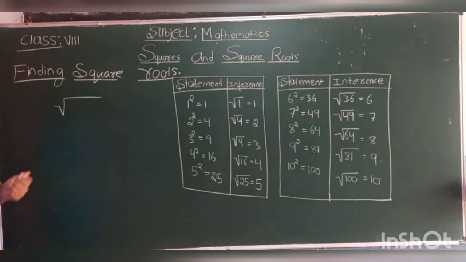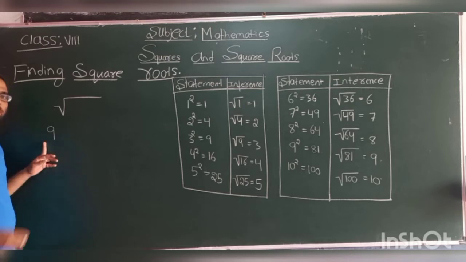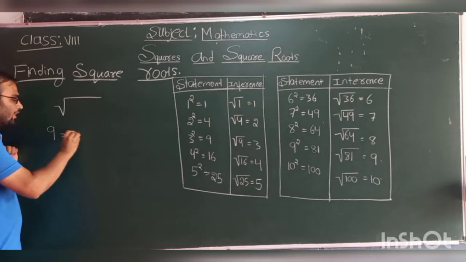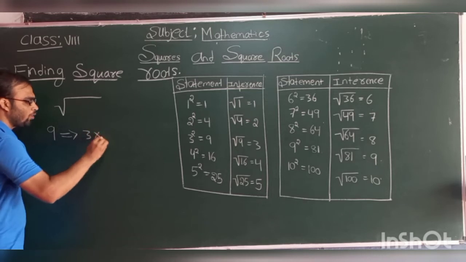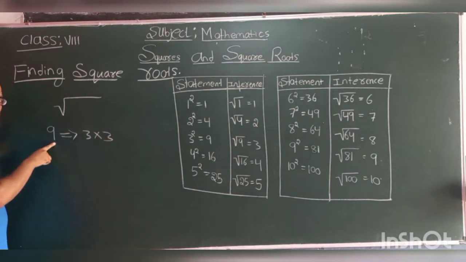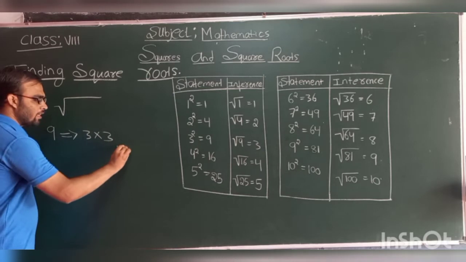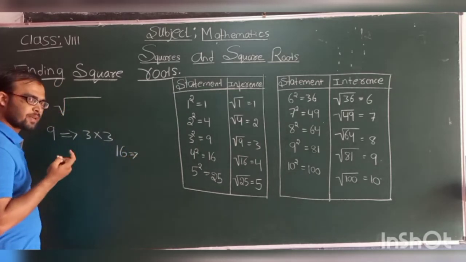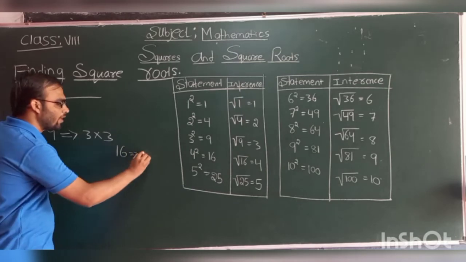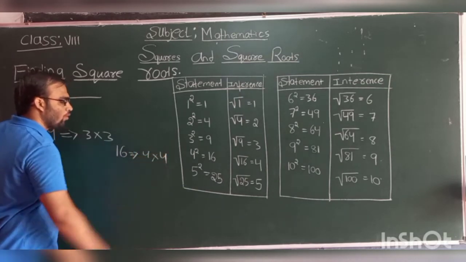Suppose we come to perfect squares first. Here we know that 9 is a perfect square. Why? Because we can express 9 as a product of the same number twice, that is 3 into 3. And 16 is also a perfect square. Why? Because we can express 16 as a product of the same number twice, that is 4 into 4.